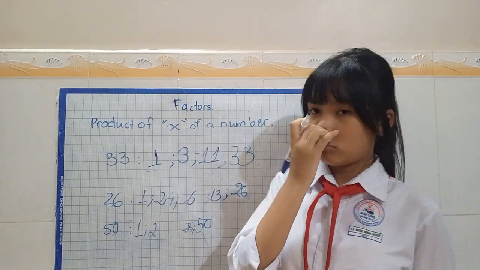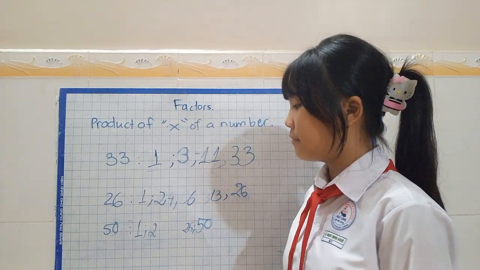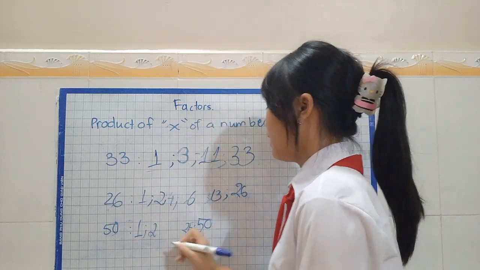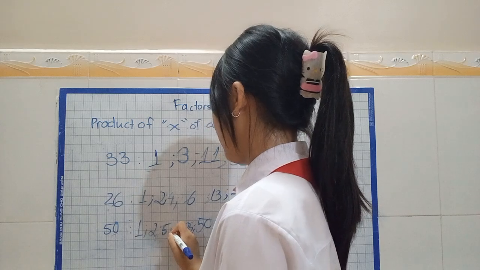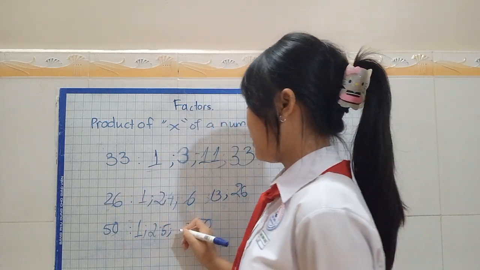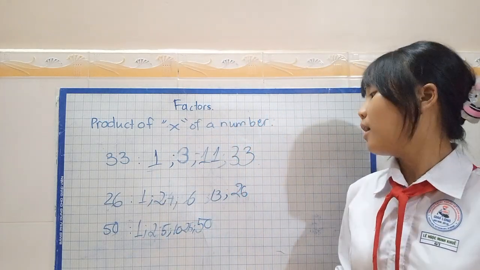Next, it can't be divisible by 3, but it could be divisible by 5, because 5 can divide numbers that end with 0 and 5. So here we have 5, and what times 5 equals 50? Yeah, 10. So that's it. That's all of the factors here.